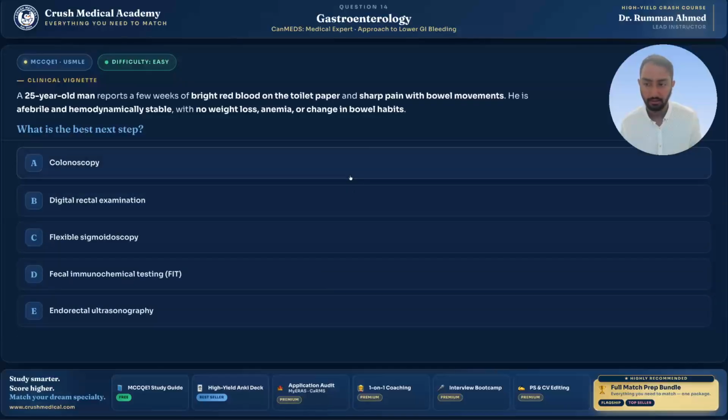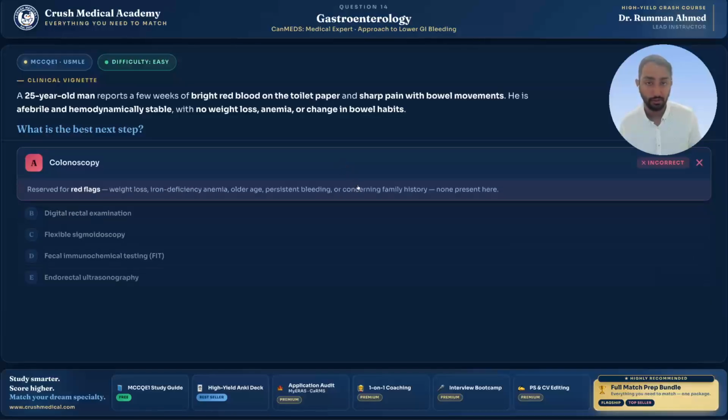And last but not least, we also have colonoscopy, which is very important for boards, of course. So there's a lot of uses for colonoscopy. In this particular patient, though, we just mentioned that digital rectal exam is the step, based on what we think it is, whether that's a fissure or hemorrhoid. Colonoscopy is an invasive diagnostic procedure. It's a lot more for staging as well as screening.